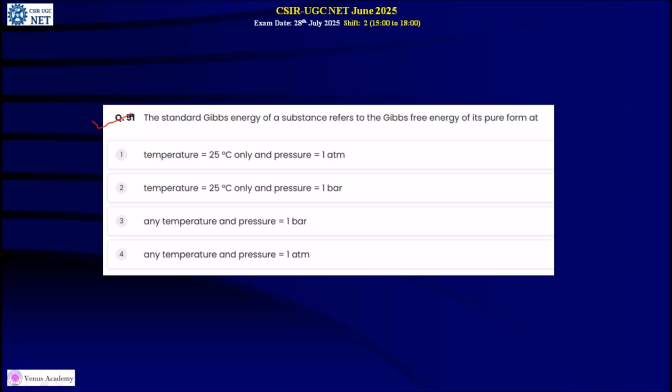Next, question number 51. The standard Gibbs energy of a substance refers to the Gibbs free energy of its pure form at, yes, option number 3 is the correct option, students. That means any temperature and pressure, that is 1 bar, is the correct option.